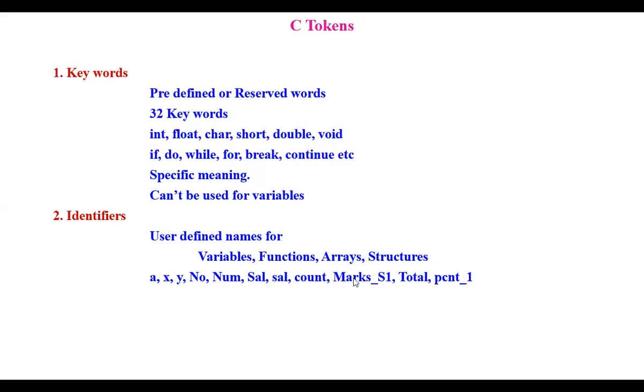Next, count, to count anything. Marks in subject 1 or semester 1, total, percentage. Like this, we can define these variables. They are all identifiers. Their values can change during the execution of the program. Suppose initially I have given a is equal to 10. In the process of calculations, its value may change, and a may become 15 or 20 or something else.